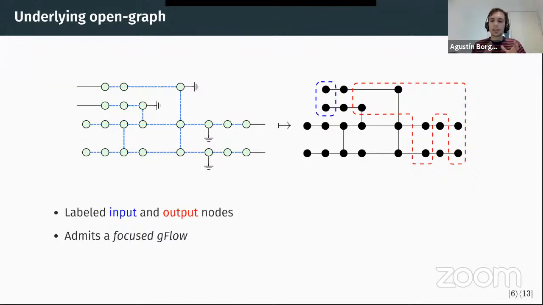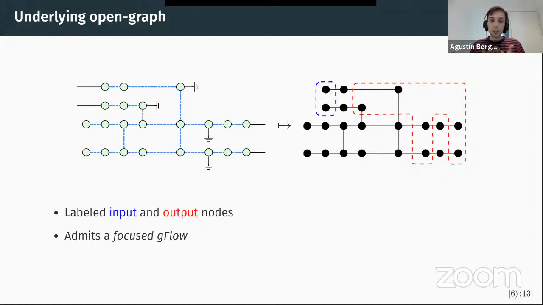When we translated the circuit into a diagram, we lost the idea of quantum and classical wires, because now that we have a graph, we can move the nodes around, and it will still be the same graph. We can instead define a property on the underlying open graph called focus flow. This will give us a notion of order between the spiders that will be useful when extracting the diagram back into circuits.